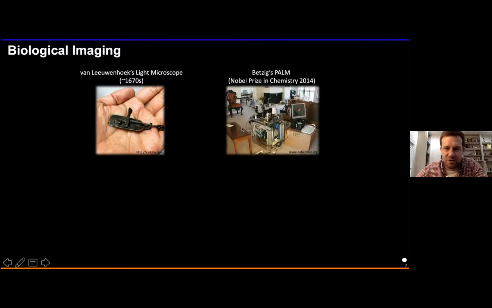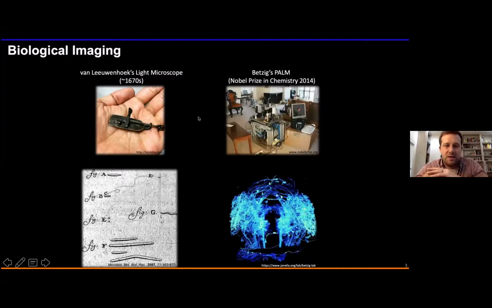I'm an instrumentalist, so I think this technology development is fascinating, but perhaps more important than that is the improvement in the type of information we're able to glean using this technology. On the bottom left here is a sketch of some of the microbes that Van Leeuwenhoek observed under his light microscope when he was first performing these experiments. And on the right is a picture of neuronal activity in a zebrafish brain. I think you can appreciate that the level of detail, structural detail, information content we get in this bottom right image is certainly tremendously more than the bottom left.